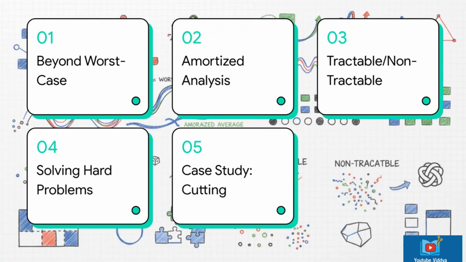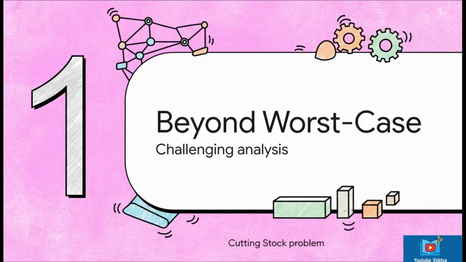So here's our game plan. We'll start by poking some holes in that worst case mindset. Then we'll dive into something called amortized analysis to get a much truer sense of cost. And from there, we'll use these ideas to figure out how to tackle some of the gnarliest problems in computing. All right, first up, let's challenge the way we've been taught to think.